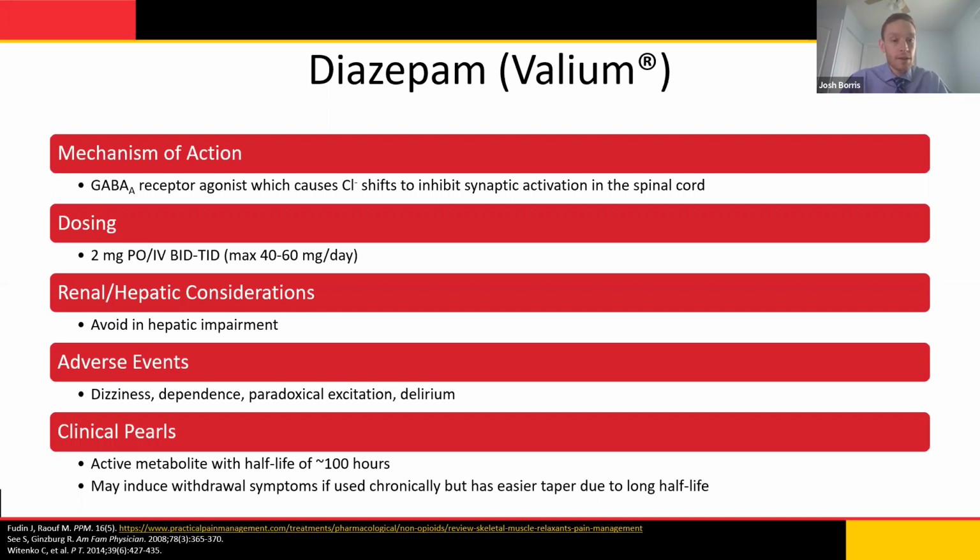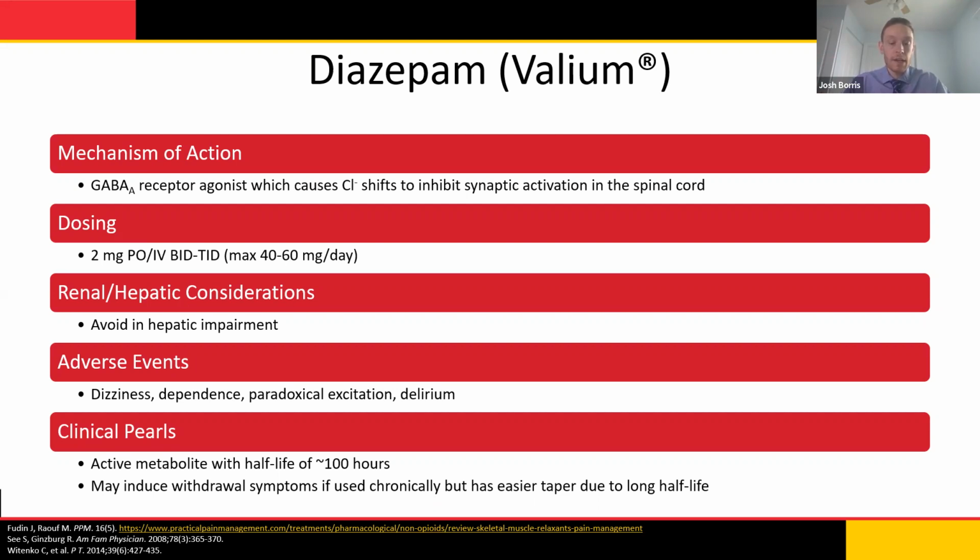For renal and hepatic considerations, you want to avoid it in hepatic impairment. Diazepam is extensively metabolized by both 3A4 and 2C19. It also has a high amount of protein binding, so consider our other medications with high protein binding that could cause more free diazepam in the serum. The metabolite desmethyldiazepam also has a half-life of up to 100 hours and can be significantly more prolonged in patients taking 2C19 inhibitors or those with hepatic impairment. So we need to be very aware of drug interactions and hepatic function.